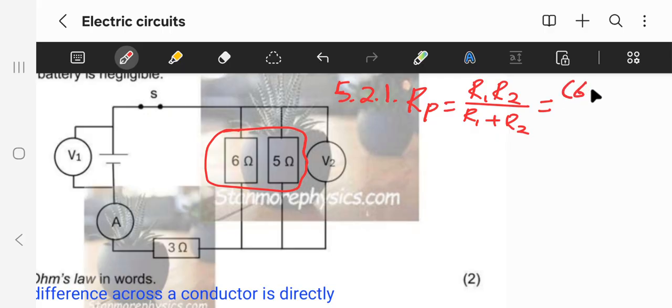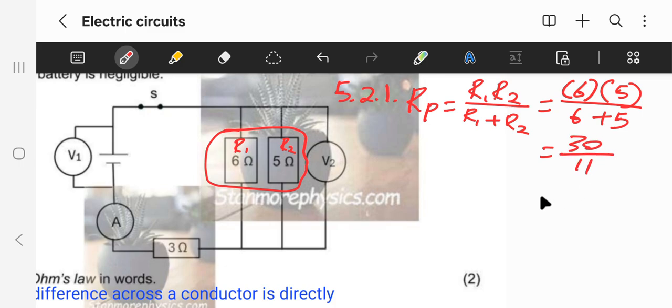If I substitute, R1 is 6, so this is what I treat as R1, and this is what I treat as R2. R2 will be 5, divided by 6 plus 5, and this is going to give me 30 divided by 11, and the answer I'm going to get when using my calculator is 2.73 ohms. Never forget to write the unit, guys. And this is how we are going to find the resistance in parallel using this formula. That's option number 1. I'll show you the second option.